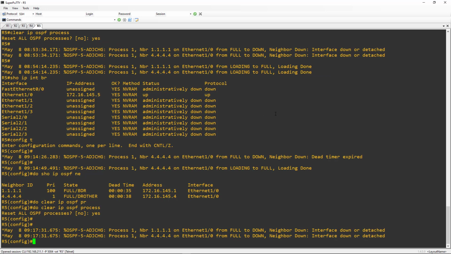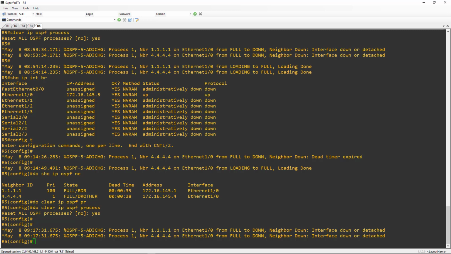Now I could do this. I could go into router 4 as an example, and let me make sure I'm in the right interface, which is 1.0. And I can say IP OSPF priority 0. And I could technically do the same thing on router 5. Interface Ethernet 1.0, IP OSPF priority 0. Do show IP OSPF neighbor. We can see that router 4 has a priority of 0.